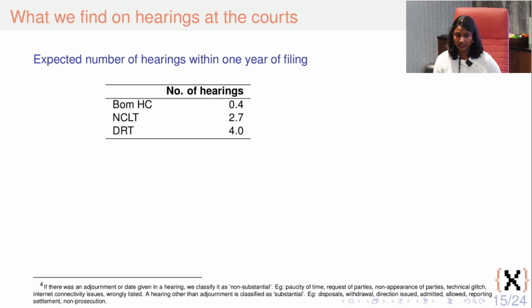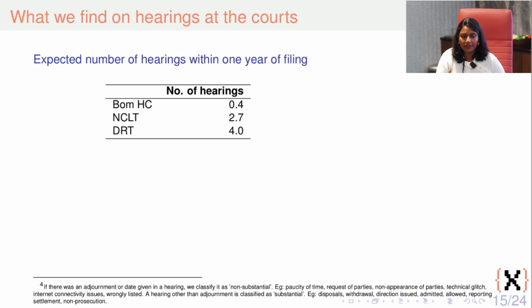So what do we find on the hearings? The expected number of hearings within 1 year of filing for a case in the Bombay High Court is less than 1. For NCLT, it's about 2 to 3, and for the DRT, it's the highest at 4. So comparing our previous slides, and if comparing averages on aggregates, Bombay High Court has a lesser number of hearings to get a case disposed in the first place.